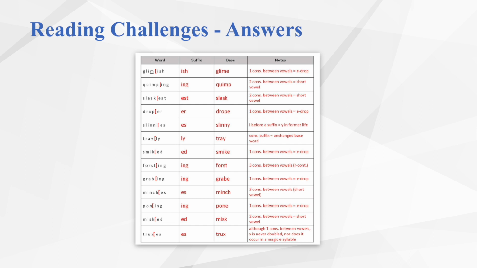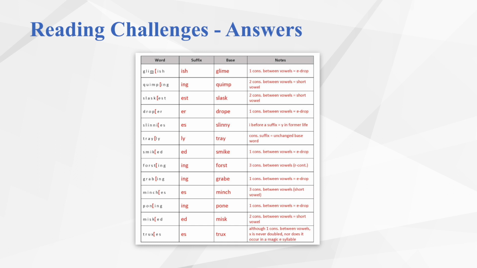Starting with the second word, when we chopped off the suffix, since there were two consonants, we knew the base word was quimp, so the word is quimping. On the next word, we chopped off est. That gave us two consonants between the vowels. The base word is slask. The word is slaskest. That's hard to say, isn't it? Next, we chopped off er, counted the consonants between the vowels, and since there was only one, my base word was drope. So my word is droper.